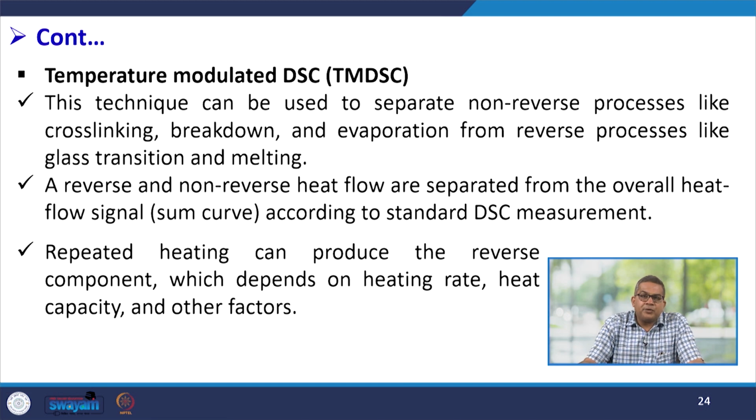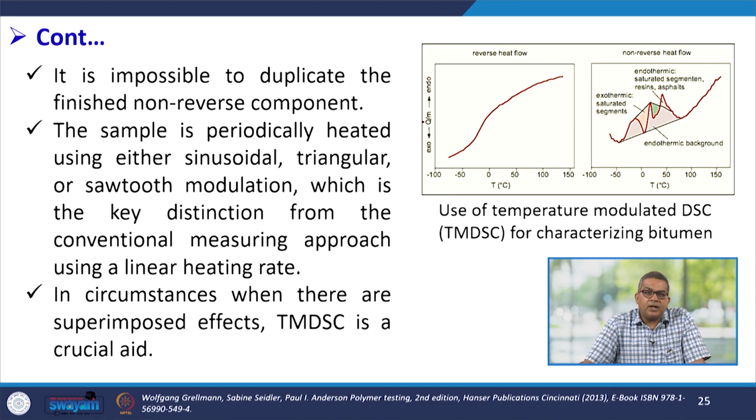Reverse and non-reverse heat flow are separated from the overall heat flow signal according to the standard DSC measurement. Repeated heating can produce the reverse component, which depends on heating rate, heat capacity, and other factors. Now, it is impossible to duplicate the finished non-reverse component.